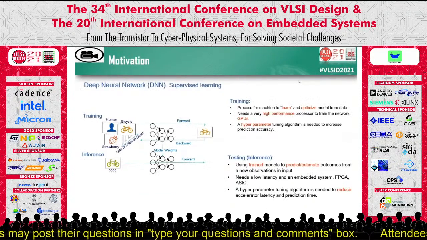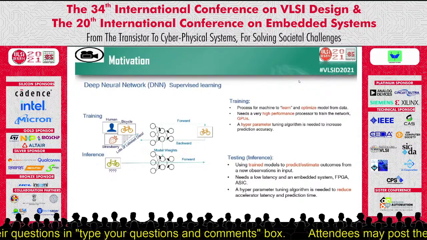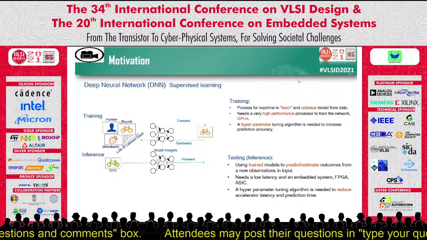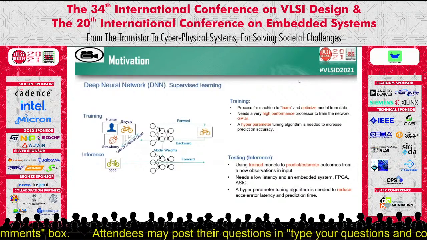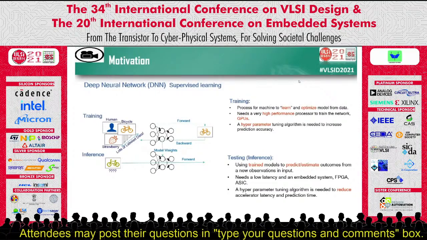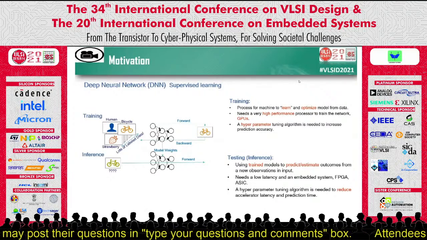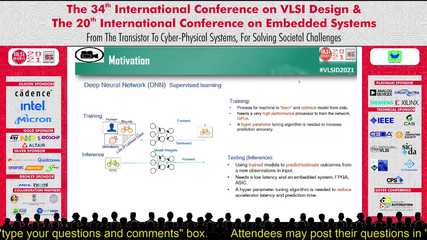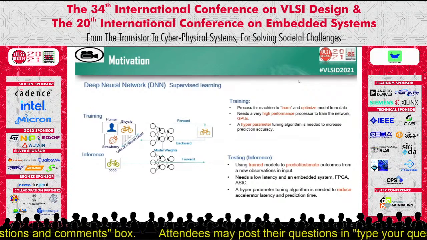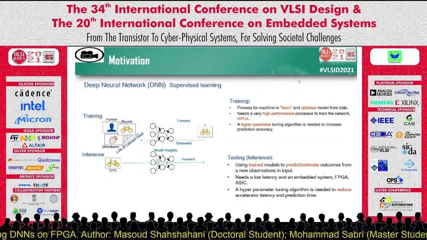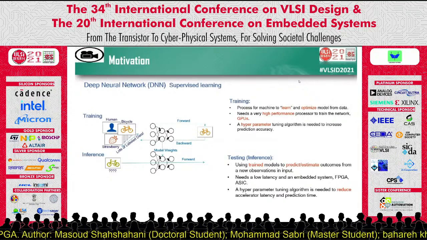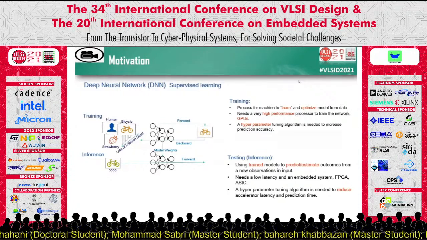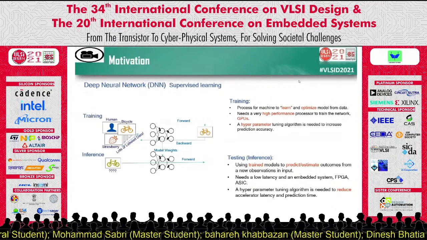Our deep neural networks need training with high-performance processors such as GPUs, and some hyperparameters that try to increase the prediction accuracy and tune our algorithm. Also, in the testing phase, in which we try to estimate outcomes from new observations in our inputs, we just need a low-latency embedded system such as FPGAs or ASICs. Some hyperparameters in this phase are also needed to reduce accelerator latency and prediction time.